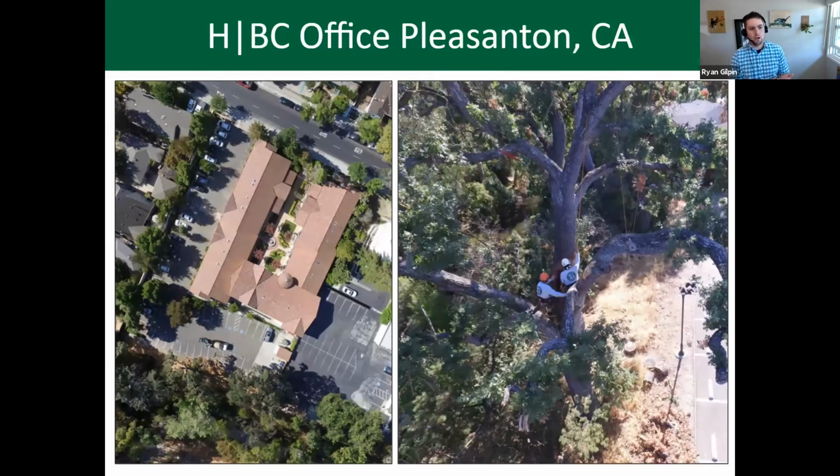The HBC office is in Pleasanton, California. And so here's an aerial photo of the area where you can see sort of this riparian that's Del Val Creek running behind, or Arroyo del Valle running behind the office there. And then this is a tree that we had removed a little while ago. So, you know, we'd want to do a little research when we go to do this tree work.